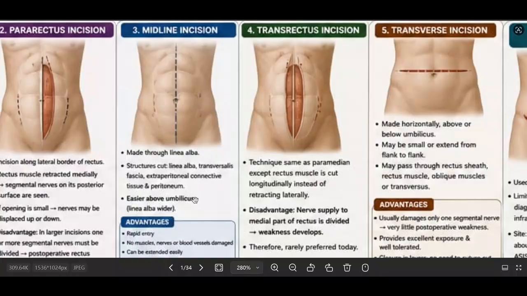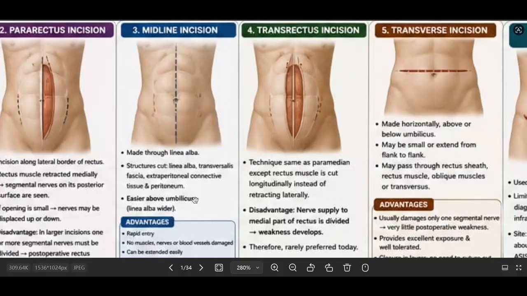And if you have taken the previous lectures in my abdominal playlist, then you will know exactly why the linea alba is wider above the umbilicus and why it is narrower below the level of the umbilicus, because we have discussed it already. Okay, that's why it is easier above the umbilicus, because the linea alba is wider there.